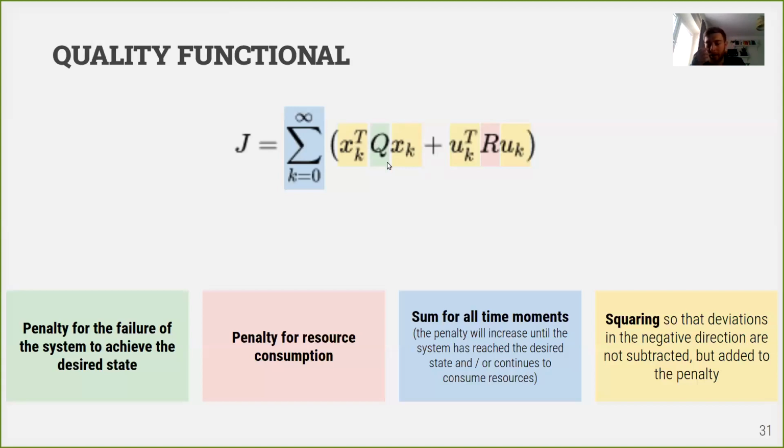For example, there are problems where speed is more important than position. So we care about car speed more than about actual position in the world. And in this case, in the matrix Q, there will be a bigger penalty for deviation from the desired speed than for deviation from the desired position. So this matrix just allows us to penalize different parts of our state vector with different penalties.